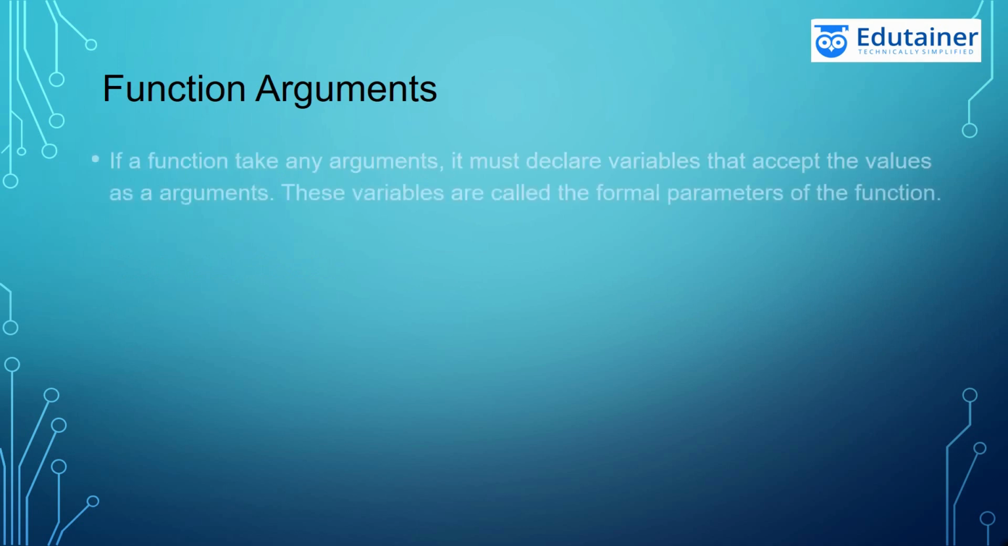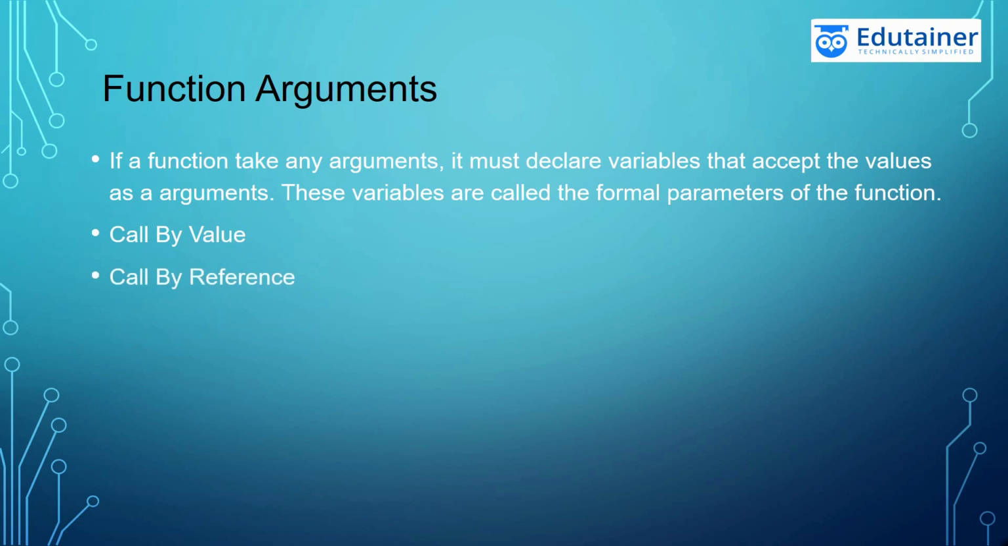So what are function arguments? If a function takes any argument, it must declare variables that accept the values as arguments. These variables are also called formal parameters of the function. Functions are mostly called in two ways, call by value and call by reference.